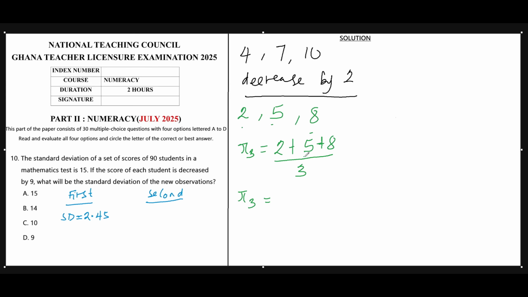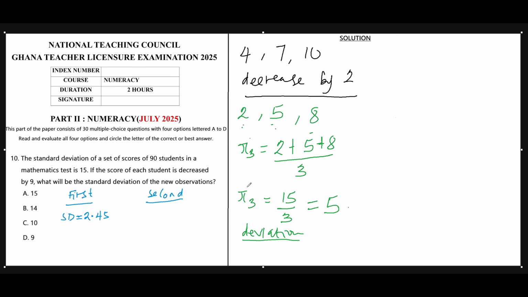2 plus 5, that is 7, and then 7 plus 8, we have 15. So 15 over 3. And then 15 divided by 3, that gives 5. The next thing is that let's find the deviations. So the deviation of their individual scores.